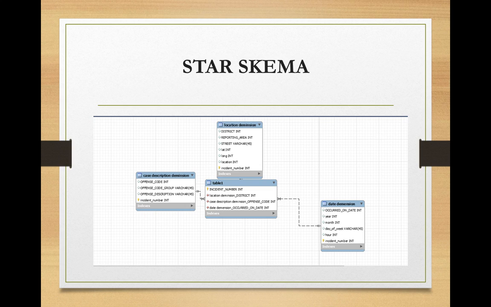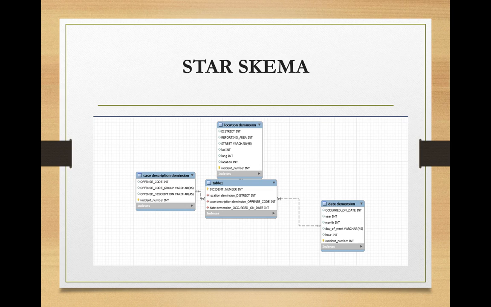For the location dimension, the most important foreign key should be the location column, which has the exact longitude and latitude. It can help us determine where the case exactly happened, like the district, street, and reporting area. And for the date dimension, we can easily find that the foreign key should be occurred on date, because it has the exact year, month, hour, and day in it, so it should be a foreign key to the date dimension.